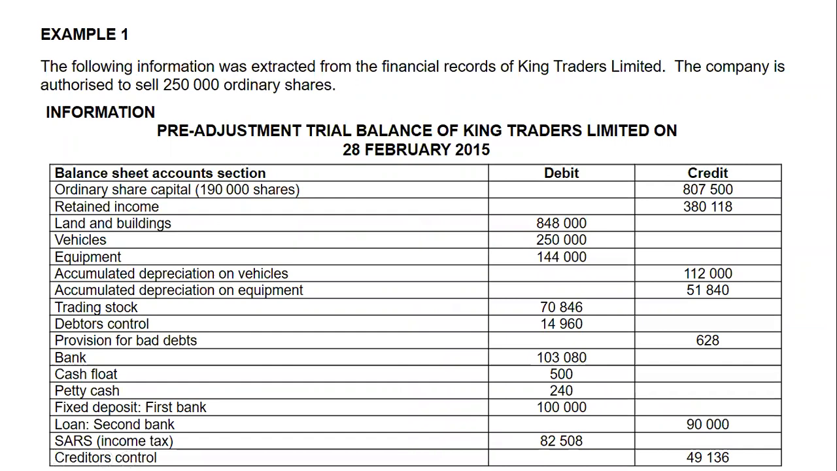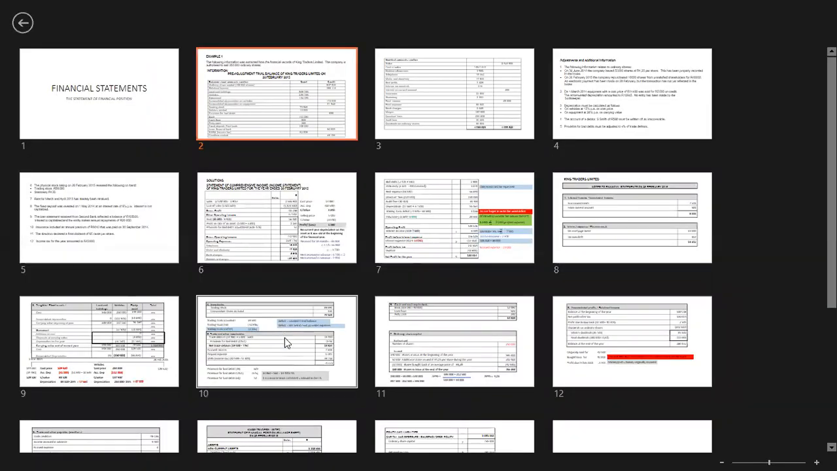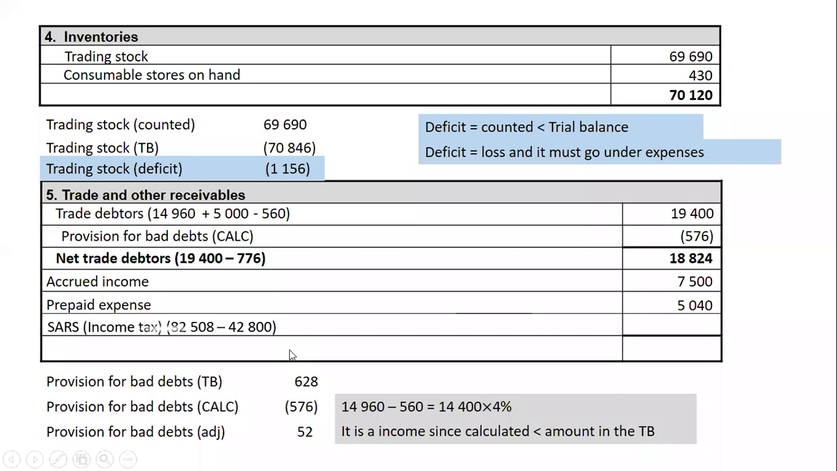82,508. So it means that you paid more than what you were supposed to pay, creating an asset. If you paid more than you were supposed to pay, the difference will be recorded in trade and other receivables as SARS income tax. So that's why we're going to have 82,508 minus 42,800. That 39,708 is simply what we have prepaid to SARS. We paid SARS extra, and obviously our trade and other receivables will be 71,072.